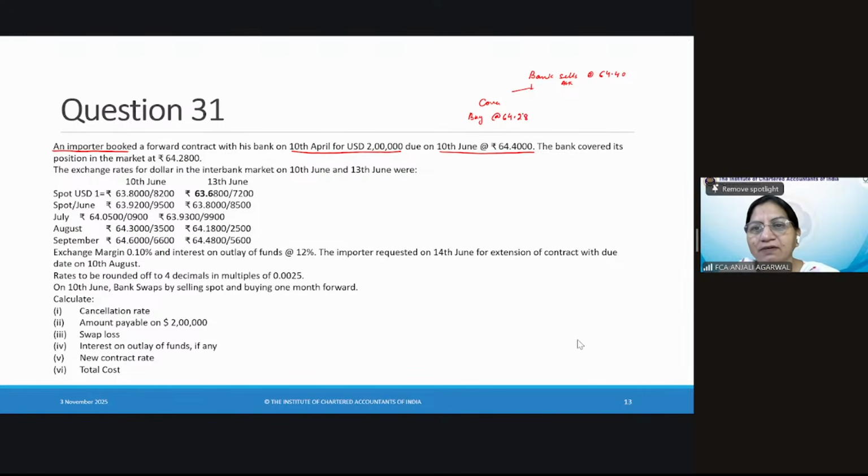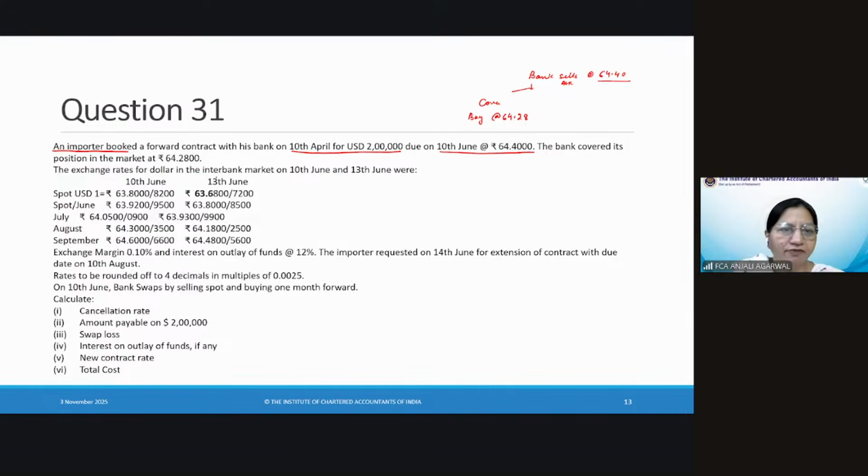So the bank has covered itself in the market at 64.28. So the bank will buy from the interbank at 64.28 and will sell to the customer at 64.40. This is what was supposed to happen on 10th June if everything was perfect.